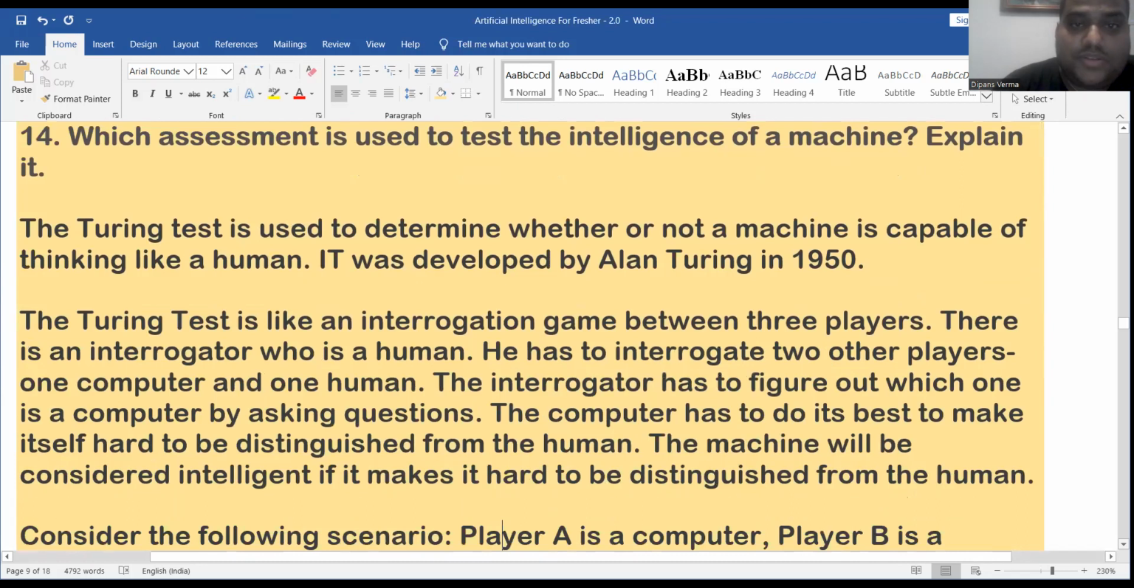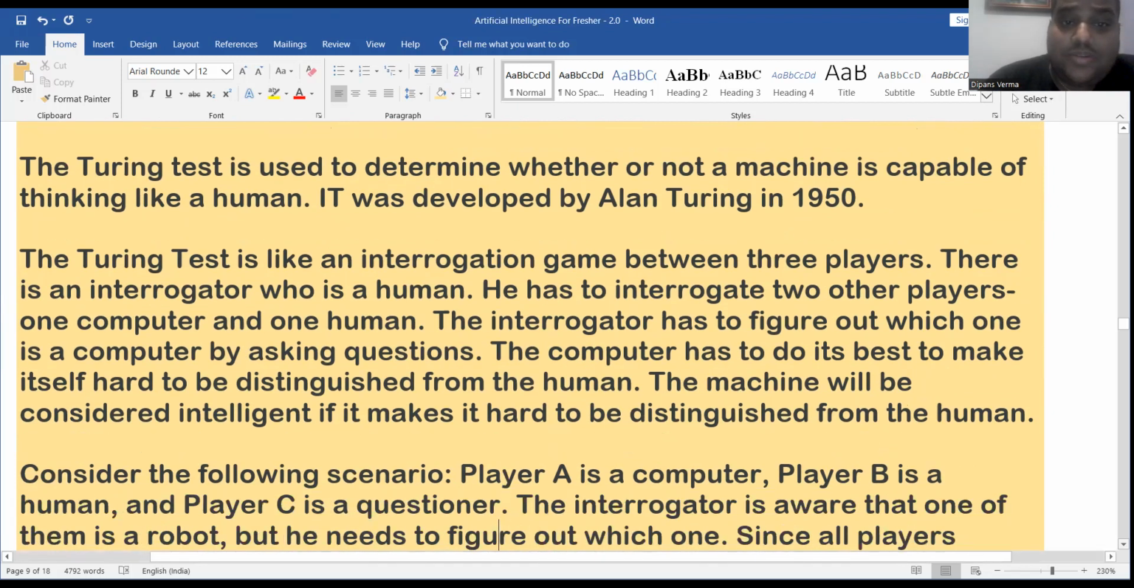Which assessment is used to test the intelligence of a machine? The Turing test is used to determine whether or not a machine is capable of thinking like a human. It was developed by Alan Turing in 1950. So you need to remember, guys, that the year is very important here: 1950.